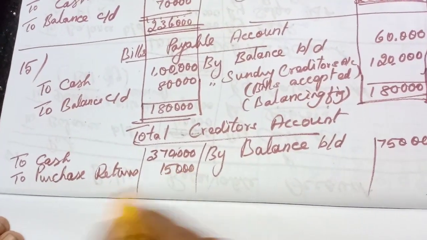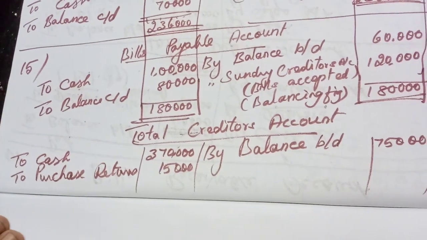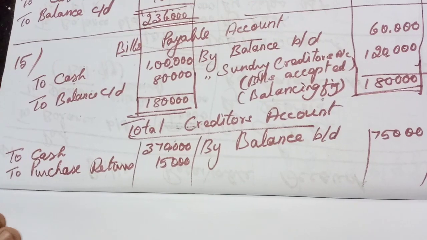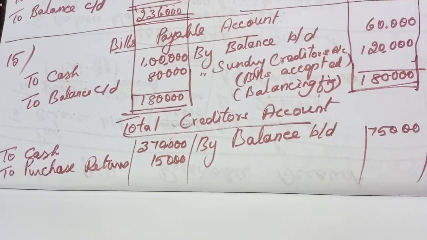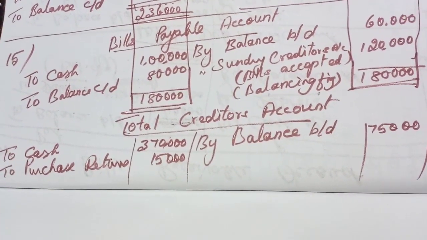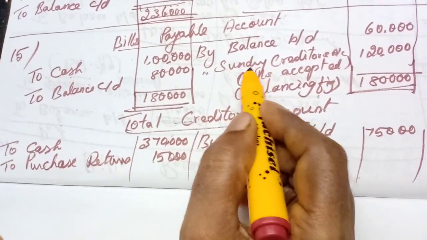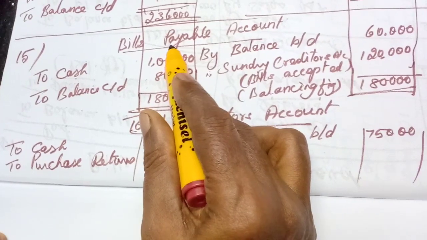When you write the amount, write correctly. To purchase returns, then cash purchases will not be coming. Then creditors closing. Before you write the creditors closing, you have to check the bills payable. I told you one amount will be written. Here the entry is sundry creditors account debtor to bills payable.